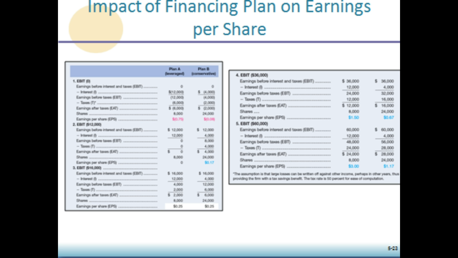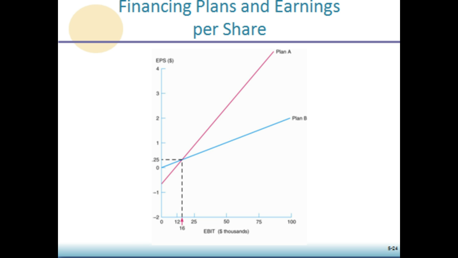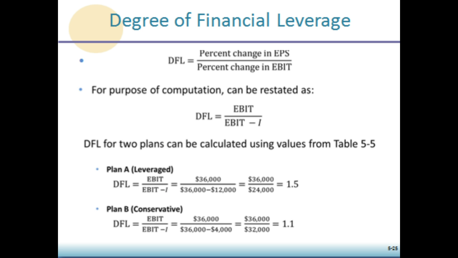The degree of financial leverage is the ratio of the percentage change in earnings per share in response to a percentage change in EBIT. The DFL may also be computed utilizing a formula. Let's see if I can find the slide on that. I thought we were there. Here we go. Here's a schematic of the financing plans and earnings per share. And here we see the degree of financial leverage formula written out for you.